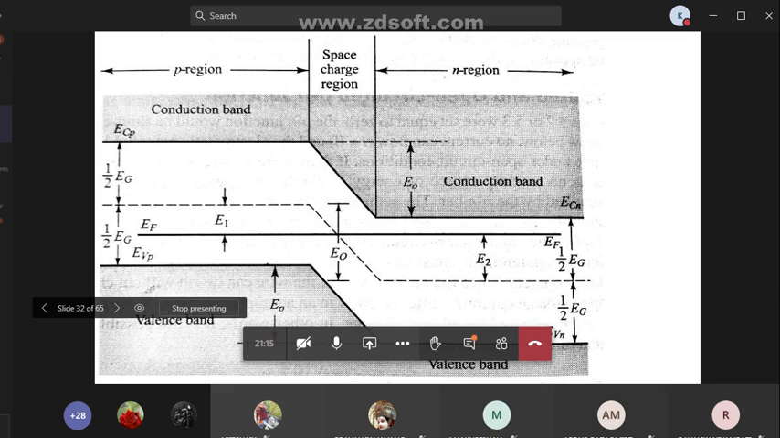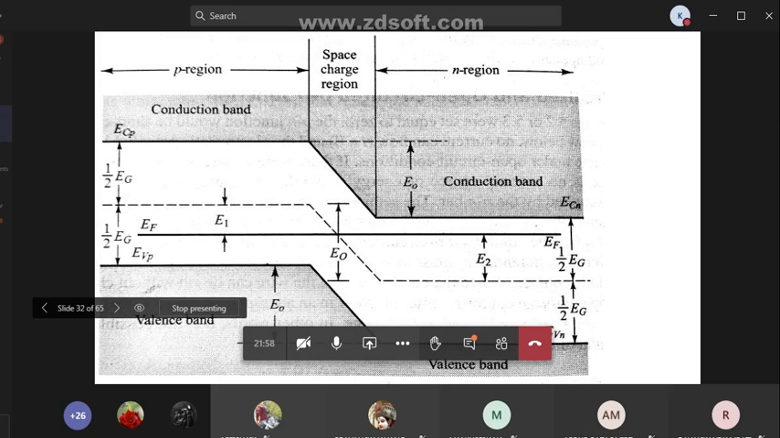From ECP to EVP, this gap is EG. From this point to this point it is EG by 2, and from this point to this point it is EG by 2. So from ECP to EVP we can write 1 by 2 EG plus 1 by 2 EG. That is the energy gap, the gap between the conduction band and the valency band. This level is the Fermi level.